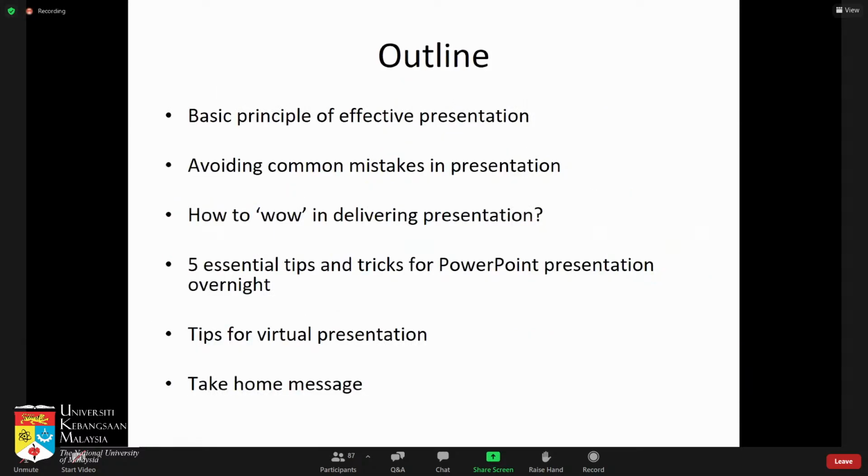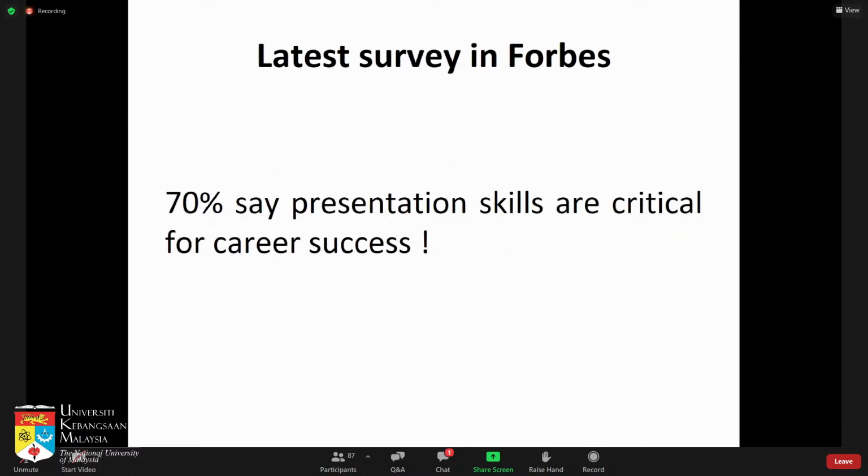Now, the outline of the presentation: I'm going to go through the basic principles, avoiding common mistakes in presentation, how to wow in delivering presentation, what are the tips and tricks, and nowadays, tips for virtual presentation also in this COVID-19 pandemic, and take-home message. Now, if you look at surveys in Forbes magazine or many other business leader magazines, 70% say that presentation skills are critical for career success. And this also includes engineering, medicine, architecture, and many other professional courses.